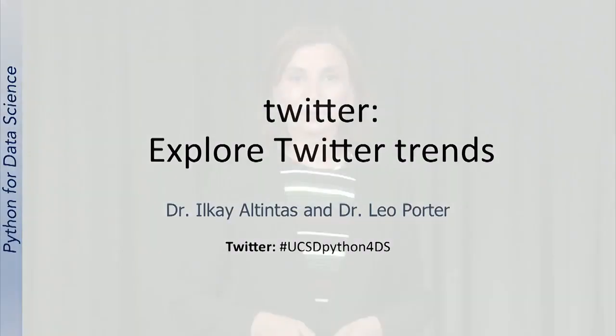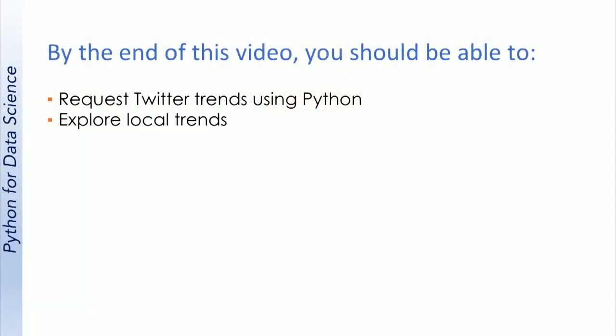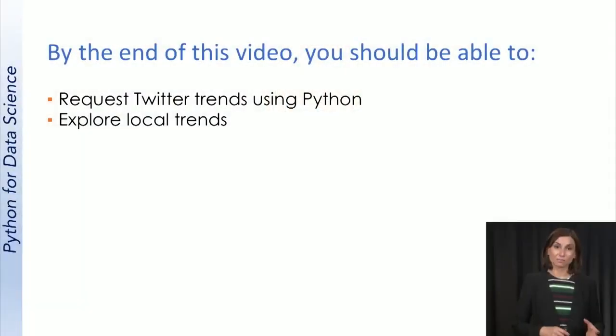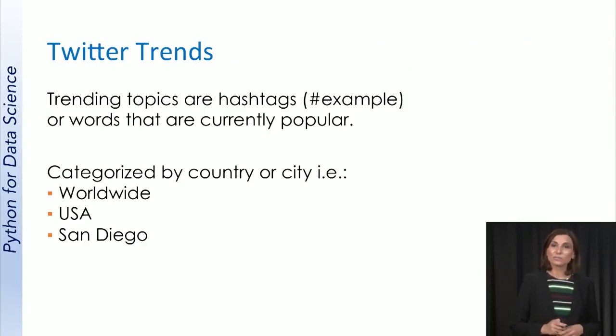Let's now start exploring the trends in the Twitter data. By the end of this video, you should be able to request Twitter trends using Python and explore local trends. When we talk about Twitter trends, we mean popular hashtags. Twitter categorizes them by location for places like the world, or United States, or locally for San Diego.